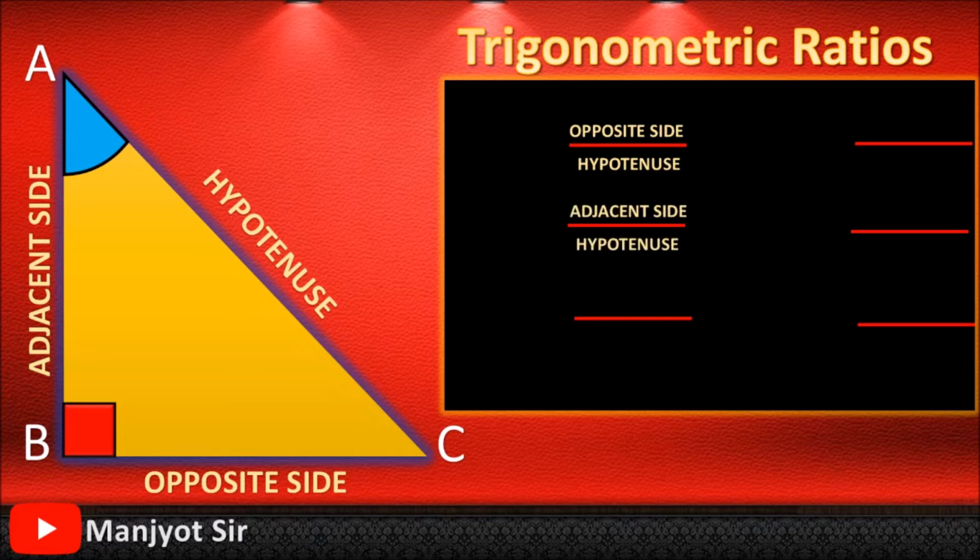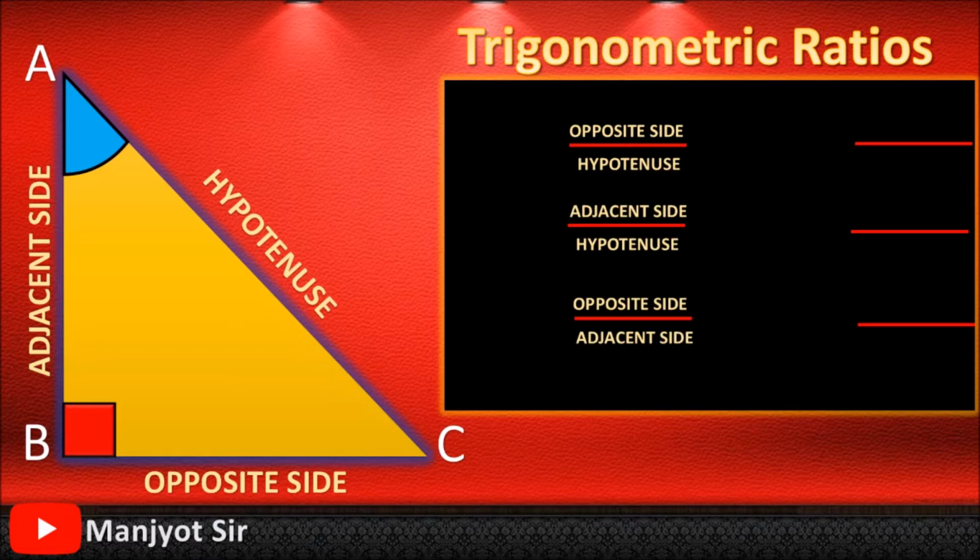First we are making a pair of opposite and hypotenuse. Then we made a pair of adjacent and hypotenuse. Now we will make a pair of opposite and adjacent. I hope you have understood these three pairs. First is opposite and hypotenuse, or you can say opposite upon hypotenuse. Second is adjacent upon hypotenuse, and third is opposite upon adjacent.